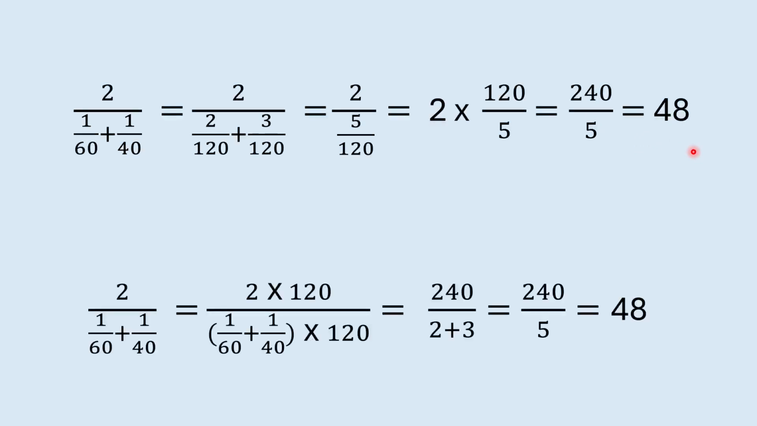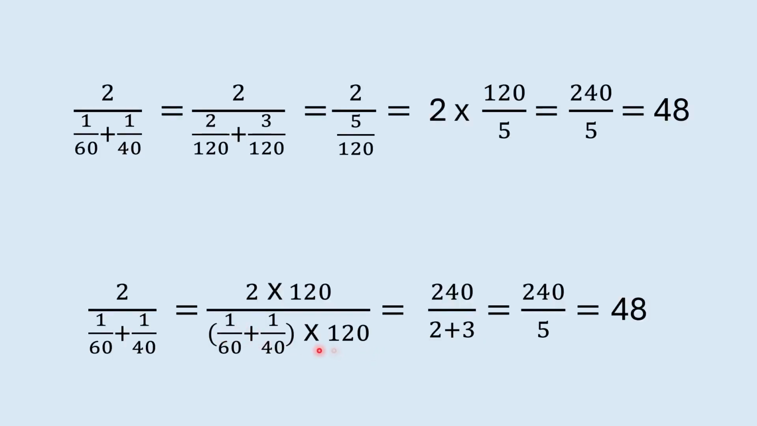The second method is, in this fraction, you can multiply the same value on both top and bottom, and the value of this fraction is unchanged. So here, we can just multiply 120 on both top and bottom. The top is equal to 240. At the bottom, 1 over 60 plus 1 over 40 in brackets multiplied by 120. So we can use this 120 to multiply each fraction individually.